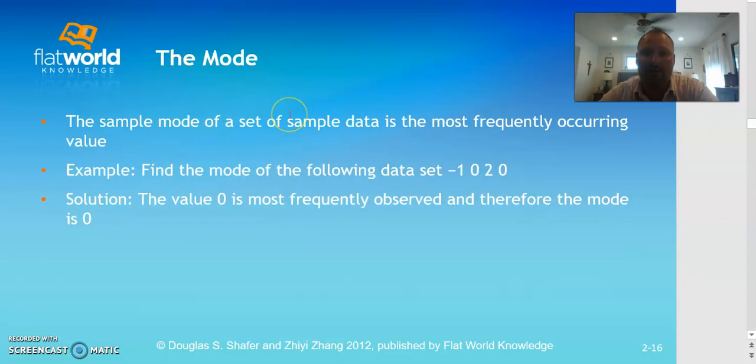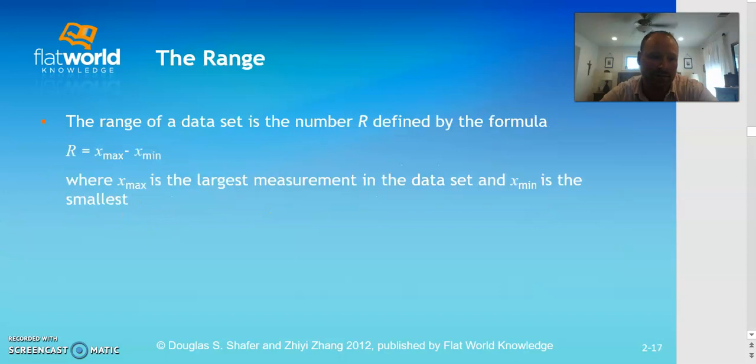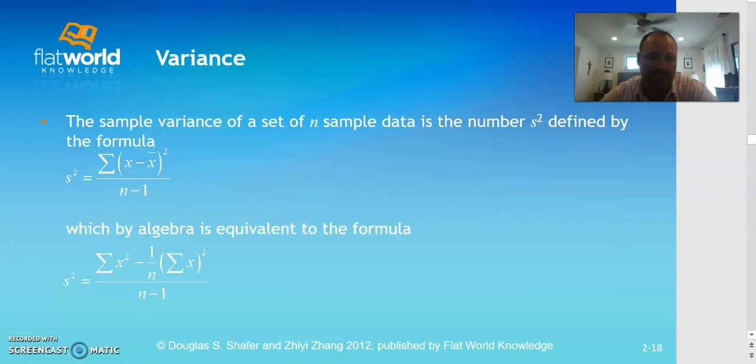And then the mode would be the most frequent value. So in this particular data set, we have 0 shows up twice, so therefore 0 is the mode. The range is the largest value in the data set minus the smallest value. Okay, that's all the range is, the largest value minus the smallest value.